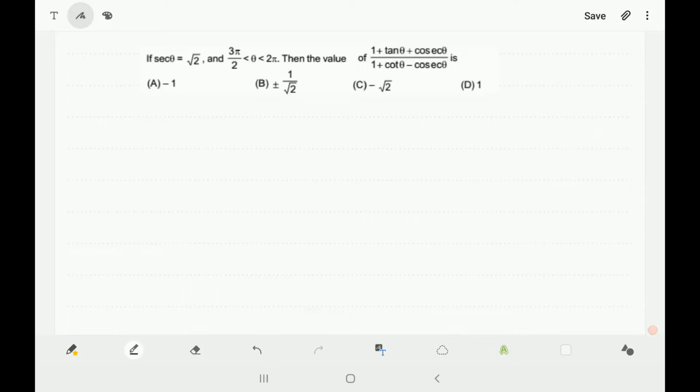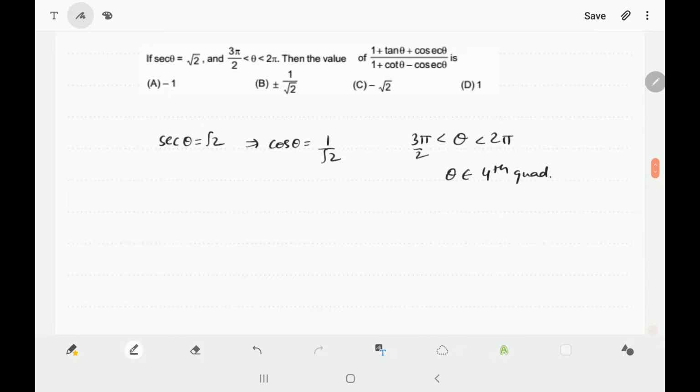In this problem, secant theta is given as root 2. Okay, this implies cos theta will be equal to 1 by root 2 because secant theta is 1 by cos theta. Now you cannot say theta is equal to pi by 4 because theta is lying between 3 pi by 2 and 2 pi. Okay, so 3 pi by 2 is 270 degrees, 2 pi is 360 degrees. So it means theta is lying in the fourth quadrant. Is this clear now? Theta is in the fourth quadrant.